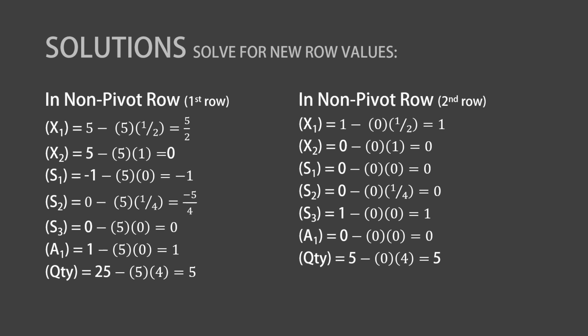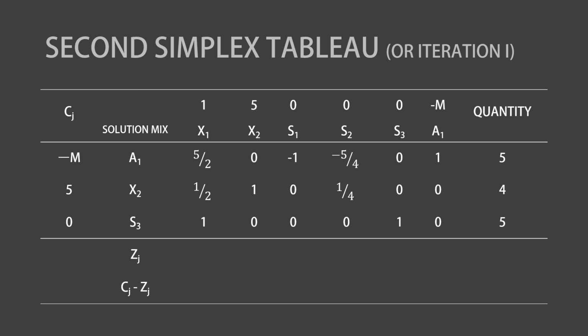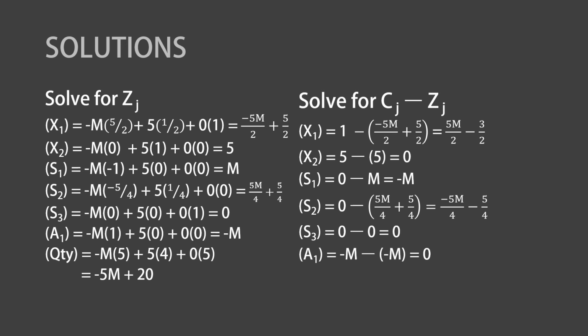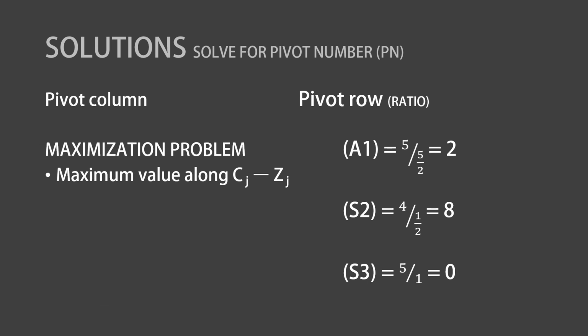The solution mix in the pivot column will now replace the solution mix in the pivot row. Solve for the values Zj and Cj minus Zj. Optimality conditions: check the Cj minus Zj row. If the values are not optimal, use the new values for the next tableau. If not, make another tableau.